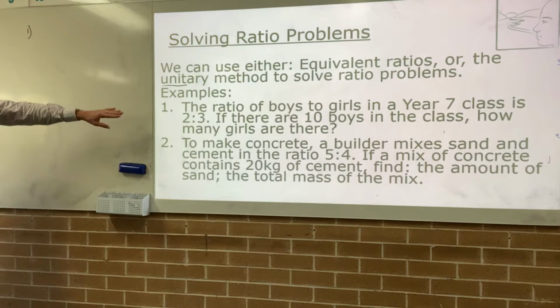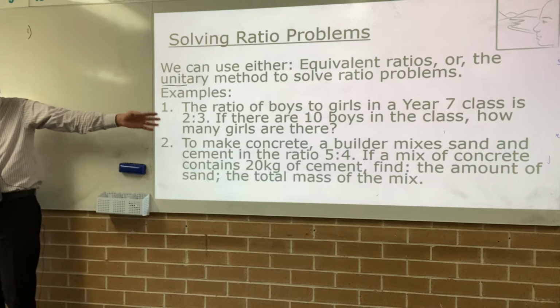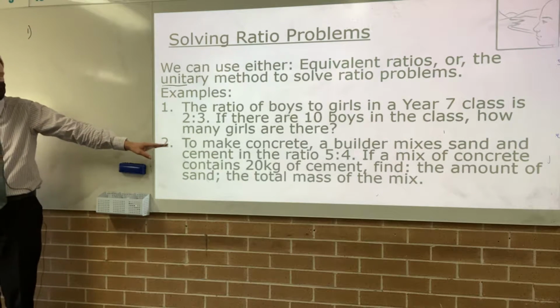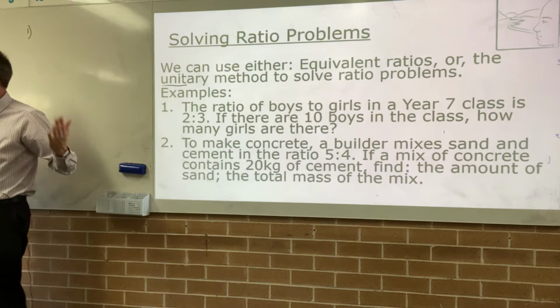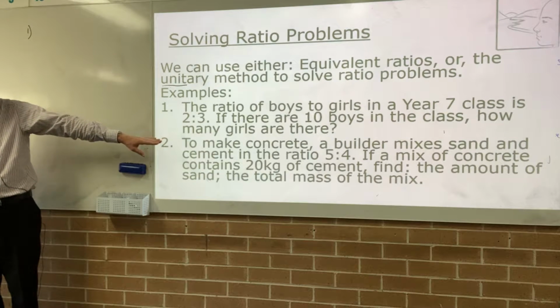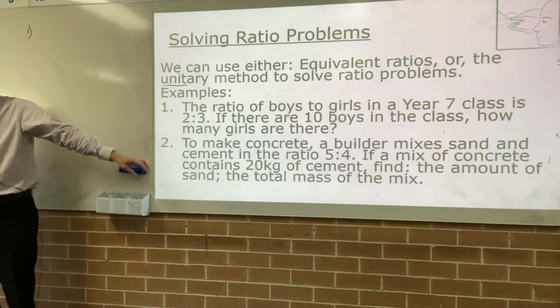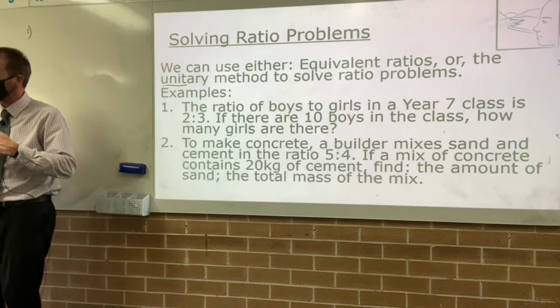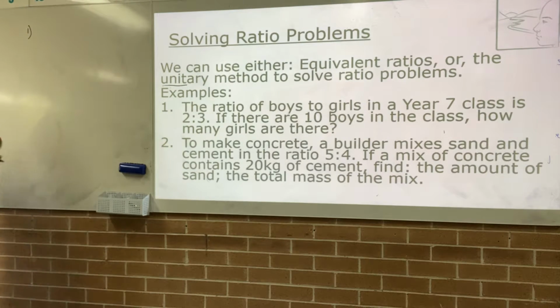So question 1. Question says the ratio of boys to girls in a Year 7 class is 2 to 3. It's not our class, it's just a made-up class. If there are 10 boys in the class, how many girls are there? Now, one person's already worked it out. They just went, oh, it's not hard to work out. But let me show you.